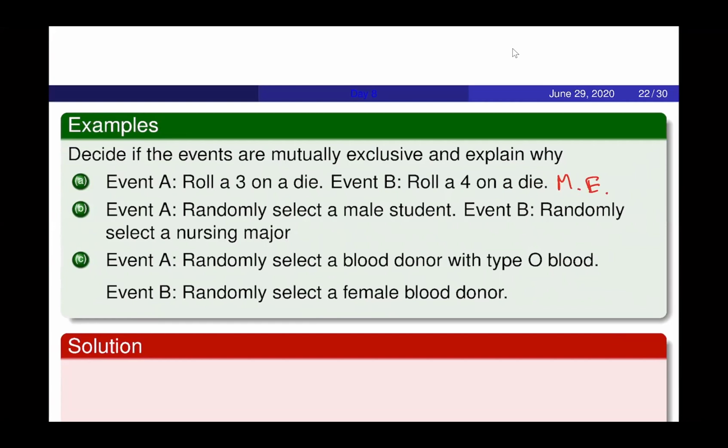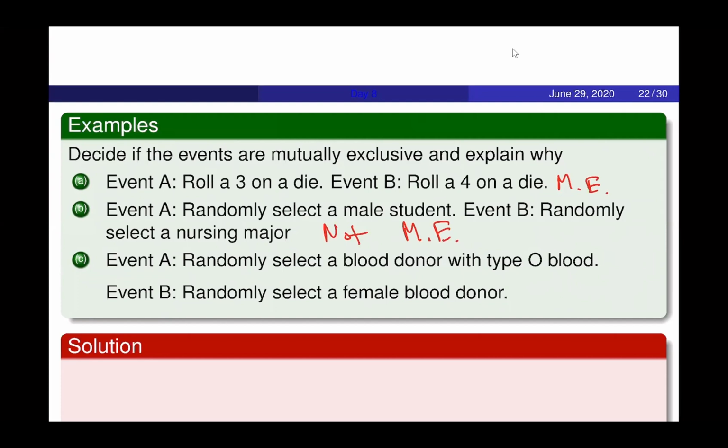Let's do B. So for B, event A is randomly select a male student. Event B, randomly select a nursing major. Are these two events mutually exclusive from each other, or can they occur at the same time? Can I have a male student who's a nursing major? Yes. So for this one, you want to say not mutually exclusive, because since both of those events could occur at the same time, we say they are not mutually exclusive.